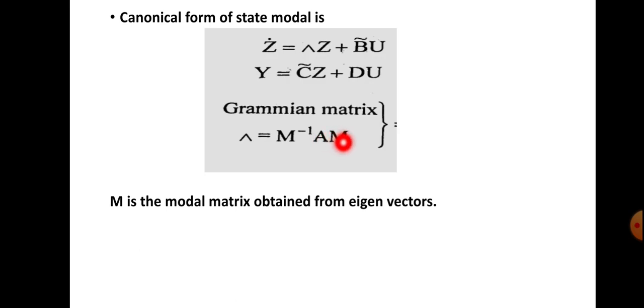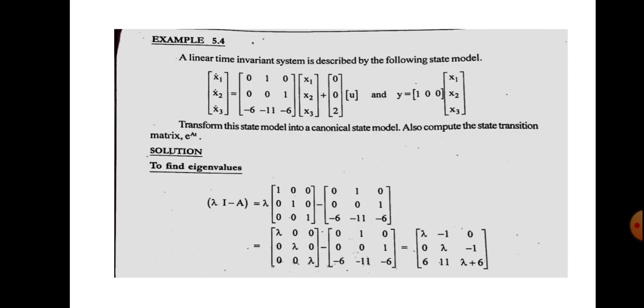Then how will you get this model matrix? The model matrix is obtained from the eigenvectors. So what is an eigenvector? Eigenvectors will be obtained from the eigenvalues. So in order to find the canonical state model, first you have to find eigenvalues, then eigenvectors, then you can find the model matrix, then you can find the Gramian matrix, then you can find the canonical form. So there are a lot of steps. So first of all we can find out the eigenvalues.